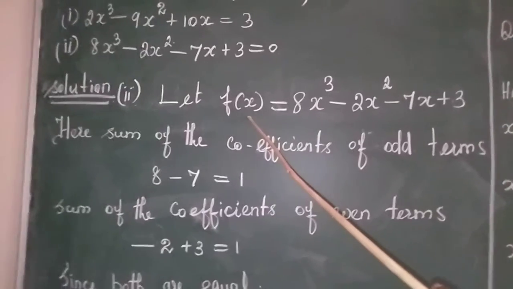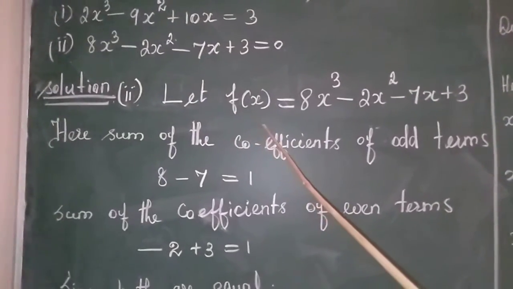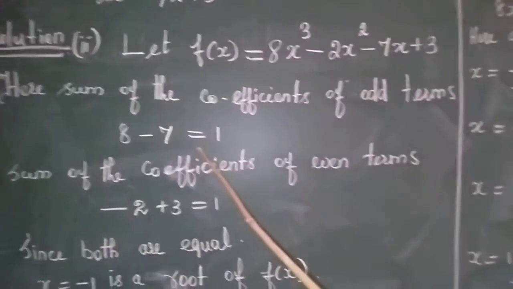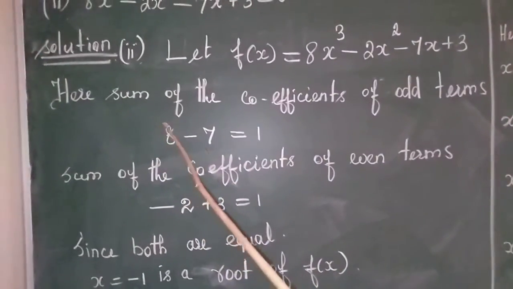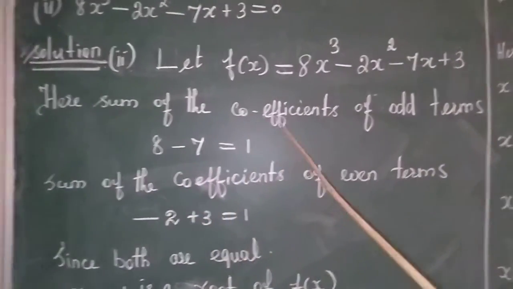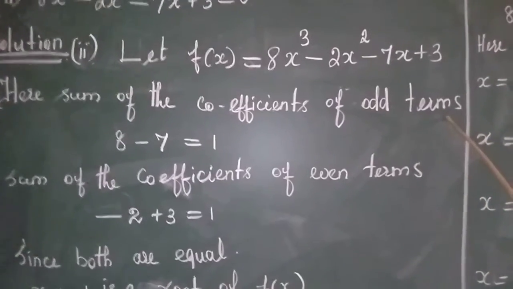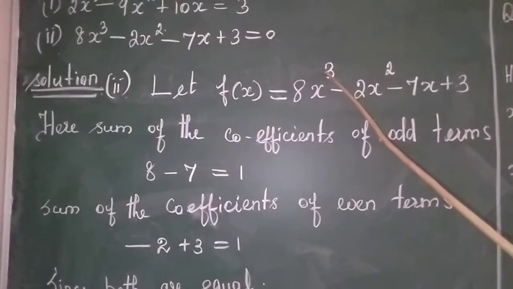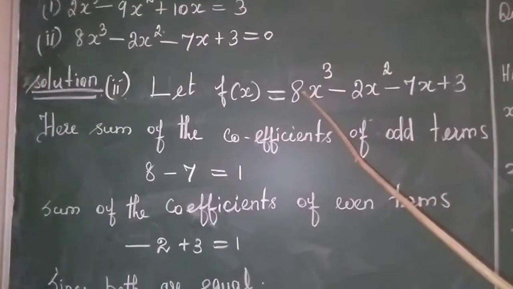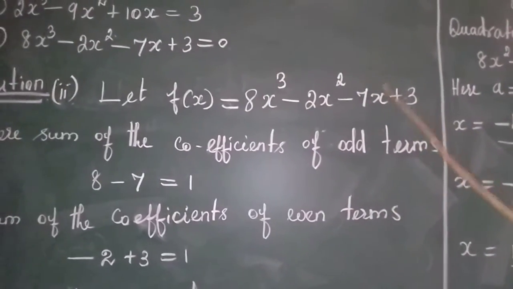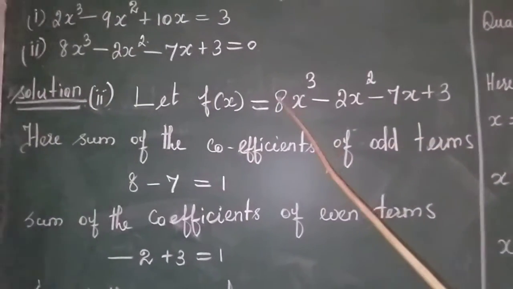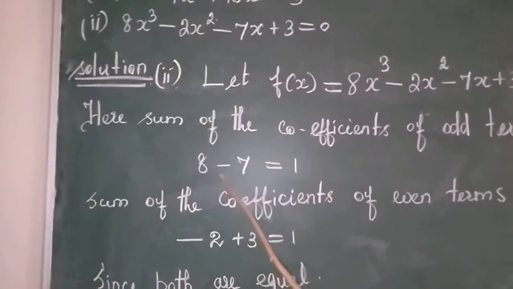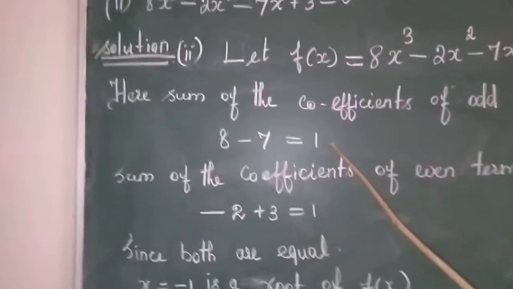Next we are going to check whether minus 1 is one of the roots of this f of x. And we are going to use this method. We are trying to find out the sum of the coefficients of odd terms. Here the odd terms are cube, x to the power 3, and this is the odd term, and x power 1, this is another odd term. And for these coefficients we are going to add. Now 8 minus 7 is equal to 1.